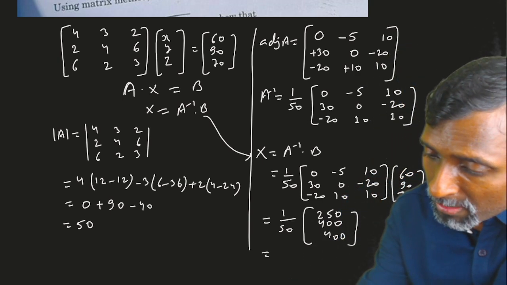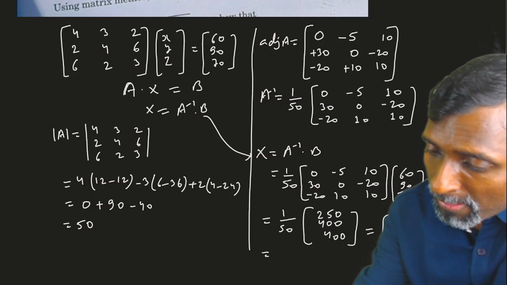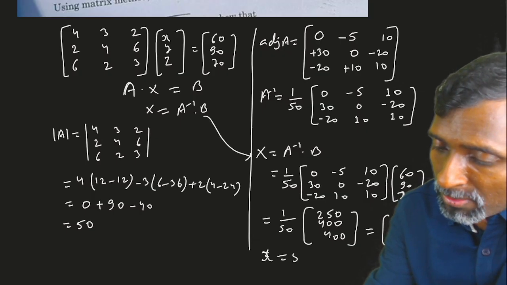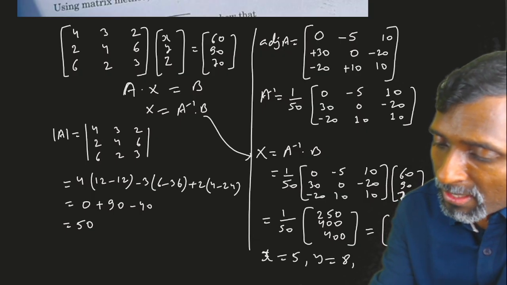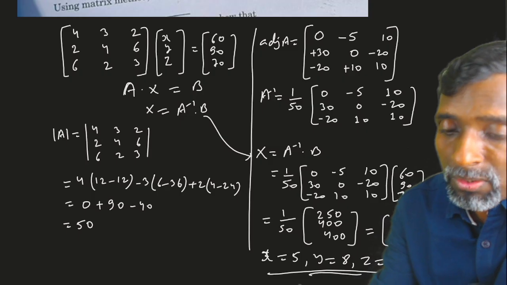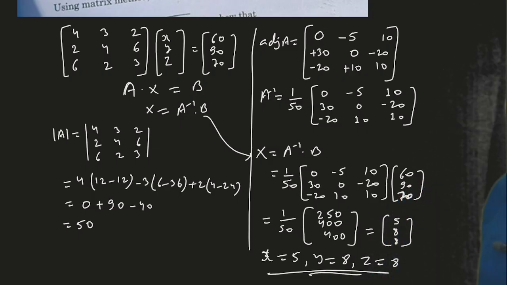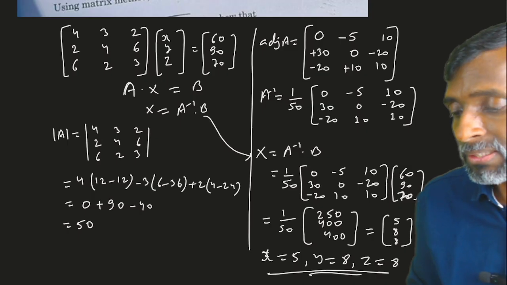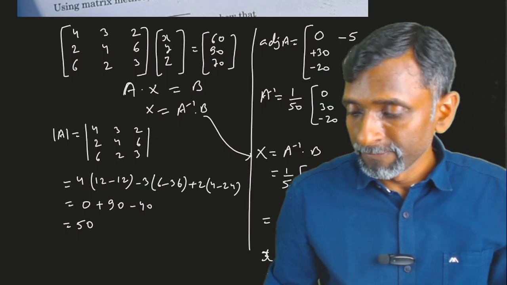So it will be equal to 5, 8 and 8. So we got the answer. X is equal to 5, Y is equal to 8 and Z is equal to 8. So the cost of each fruit is rupees 5, rupees 8 and rupees 8 respectively: apple, orange and bananas, right?